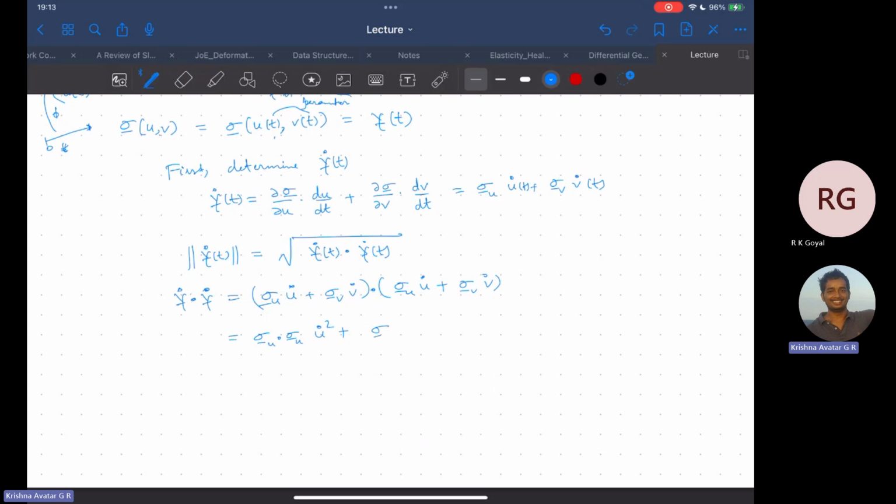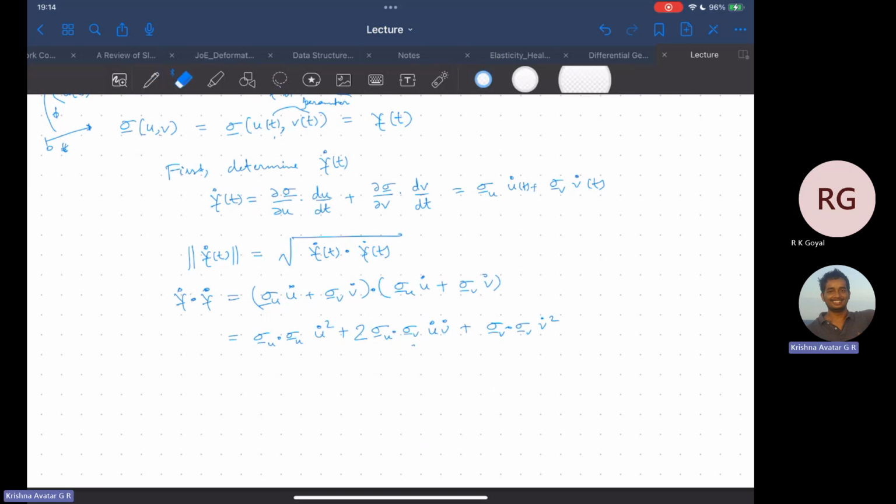Let's go in this fashion. So sigma u dot sigma v, u dot v dot, plus sigma v dot sigma u, u dot v dot, plus sigma v dot sigma v, v dot squared. And you know that the inner products are commutative in nature. So this eventually becomes twice of this. Remove this, we'll have this, right?